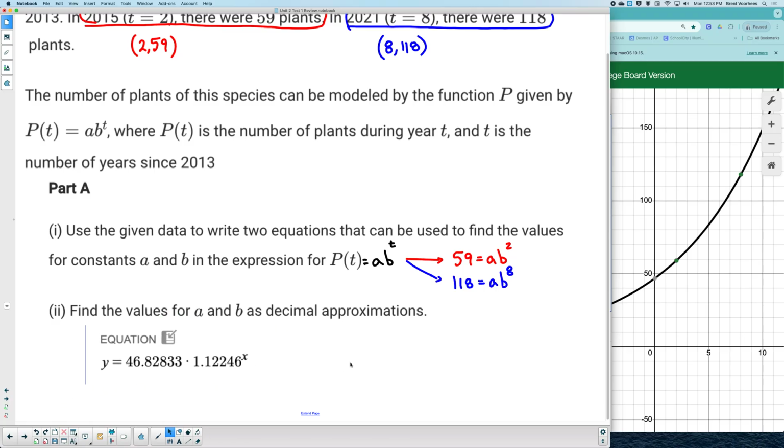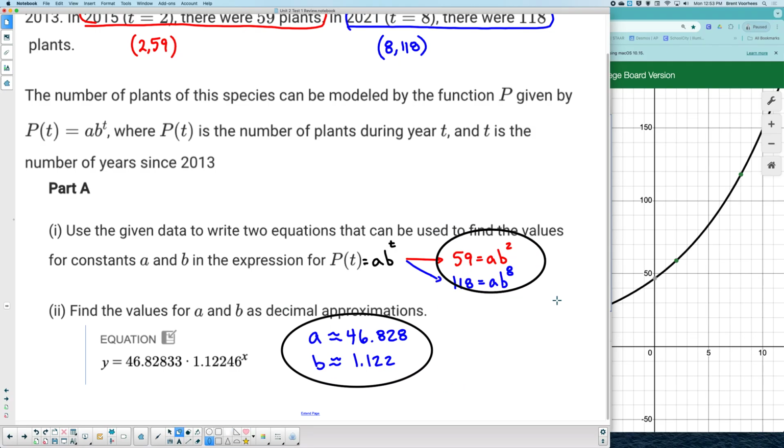It does not ask for the equation, it asks for the values of a and b. How many decimals do you need? 3. So a is approximately 46.828, and b is approximately 1.122. There they are. That's the second point here. This is the first point right there. Those would be your solutions.